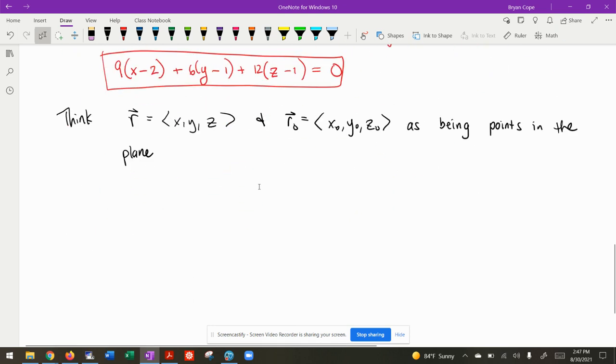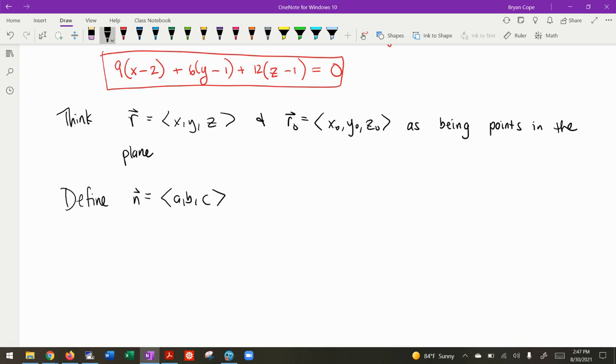Okay, anyway. All right, so think of these 2 points as points in the plane. We're going to now define a vector n, which I've mentioned already, as (a, b, c). Okay, define that vector n as orthogonal to the plane.